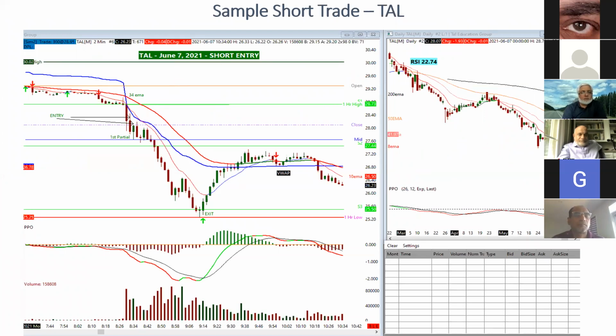Now what this daily chart on the right is telling you is that this stock has been a disaster. In early February and March, it was trading around $90, correct? Right now it's $28. So without looking at anything else, what this chart on your right is telling me is that this is in a terrible downward trend.